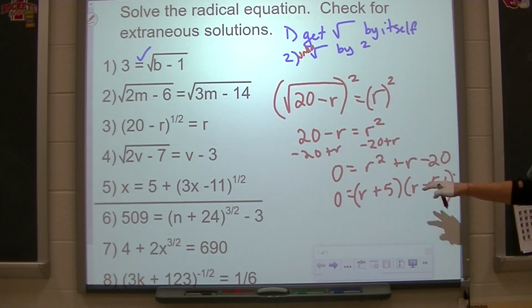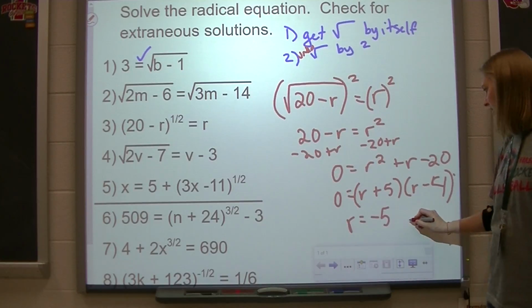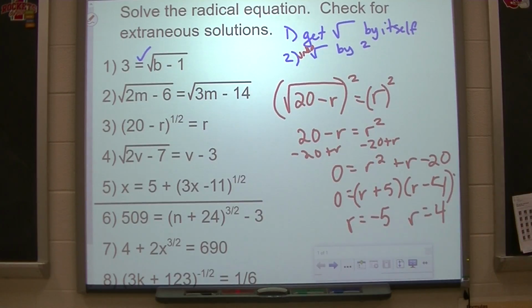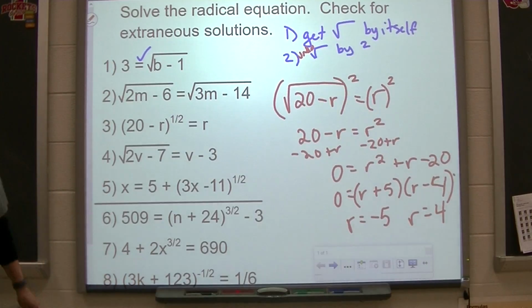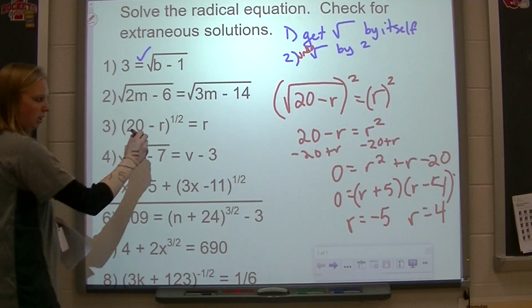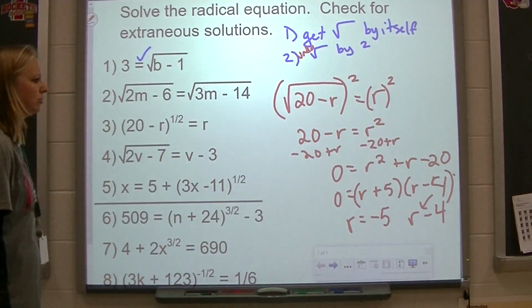To solve it, remember, we set each factor equal to 0, and we'll get r is negative 5, and r is 4. Now remember I said make sure you check your solution, so here we need to check them. 4, I'll plug that in. 20 minus 4 is 16. 16 to the 1/2 power is 4, and 4 equals 4. So 4 checks out, 4 is a solution.